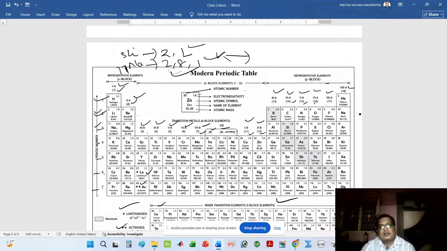When you return to the same column, but the period is 3, sodium is found. Sodium again is a metal. Next, magnesium metal. Next, aluminum metal. Next, silicon metalloid. Phosphorus non-metal. Sulfur non-metal. Chlorine non-metal. Argon non-metal. Again, the same thing will repeat. That means there is a reoccurrence of the metallic character.